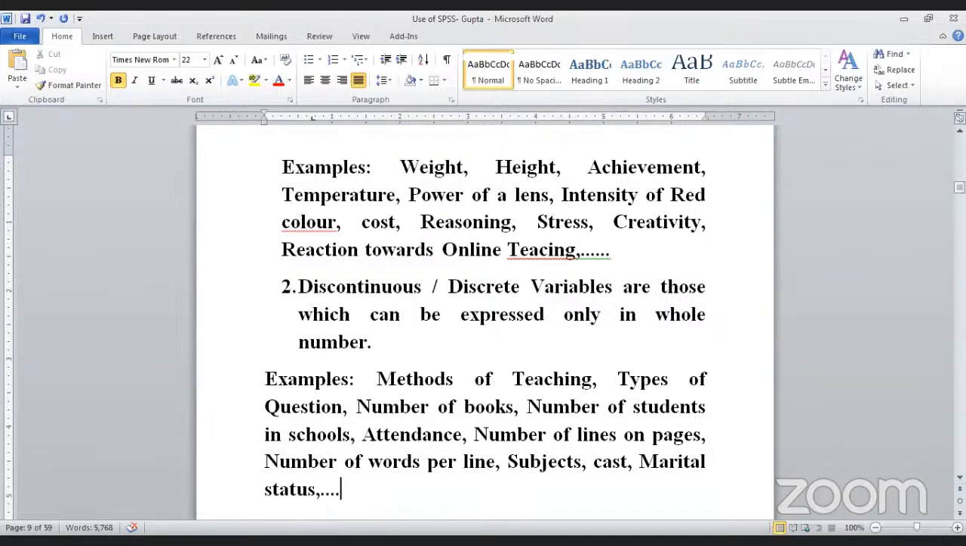Any question, any participant like to ask? Any question you want to ask?